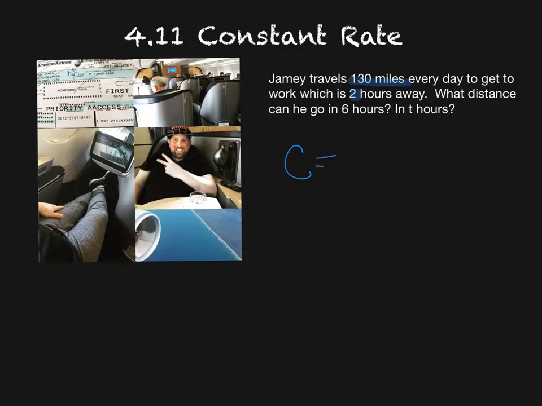So his constant rate is distance over time. Now if I simplify this, I get 65. His rate is 65 miles per hour. Or my equation, y equals 65t.